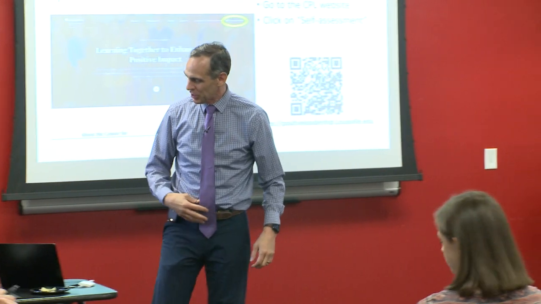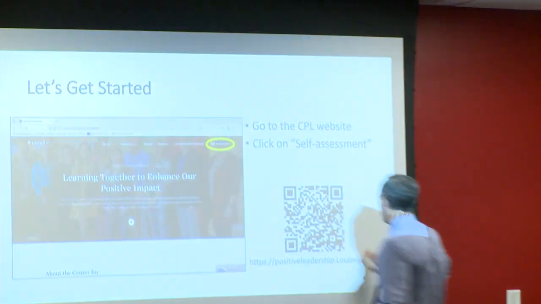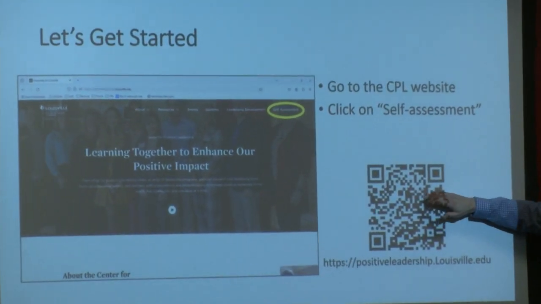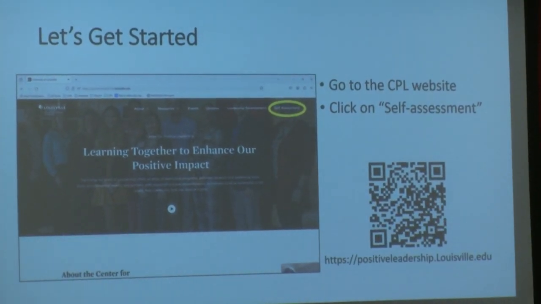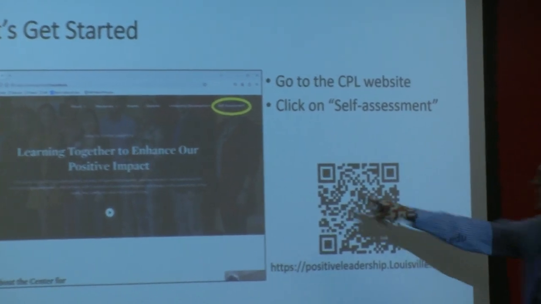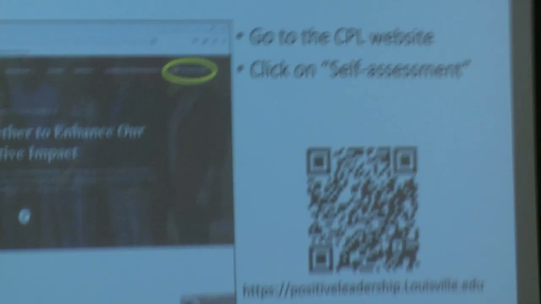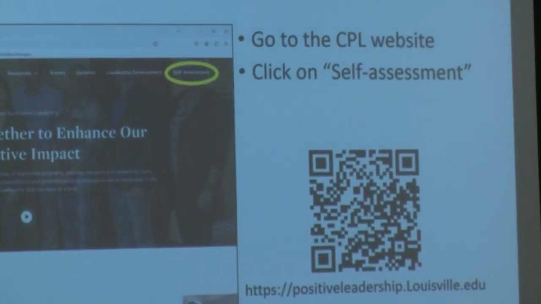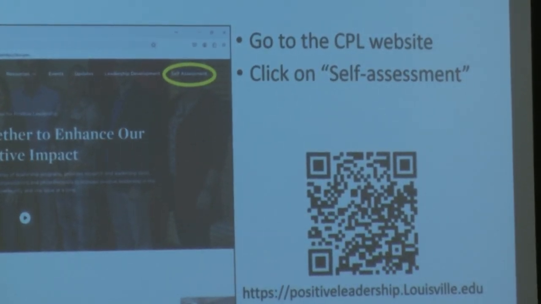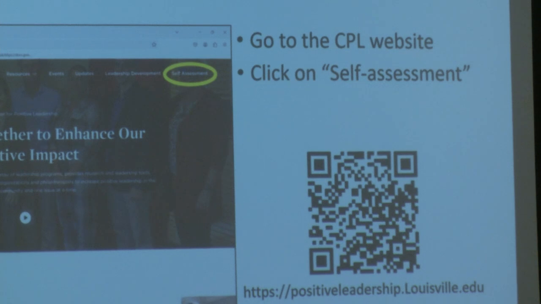So if you use this QR code, or you can type the URL underneath it if you have your computer with you. If you have your phone and you want to do it that way, you can use the QR code. This will take you to the Center for Positive Leadership website, the home page. And when you get there, you just click on self-assessment in the upper left corner, and it'll take you straight into the assessment. So I'll give you a minute to get there. And if you need Wi-Fi and you're not part of the UofL system, it's UofL Visitor, and I don't think there's a password.